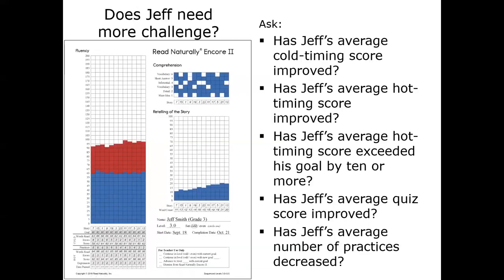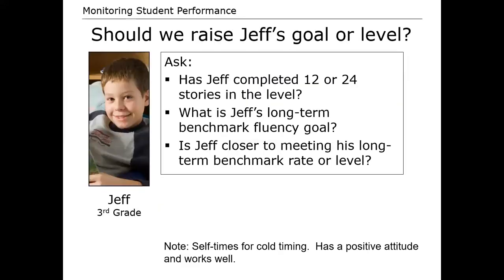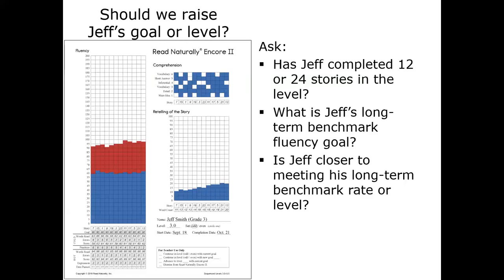Okay, so it's not a difficult decision. He needs more of a challenge. That's the easy decision. The harder decision is, what is it that we do? So Jeff has only passed 12 stories, so we can make either choice. His long-term fluency benchmark goal, he's a 3rd grader, so it's 112 words correct per minute. He's reading 61 words correct per minute, and he's a 3rd grader on 3.0.